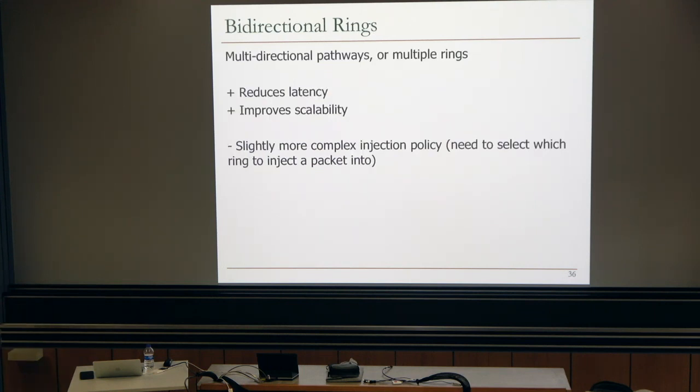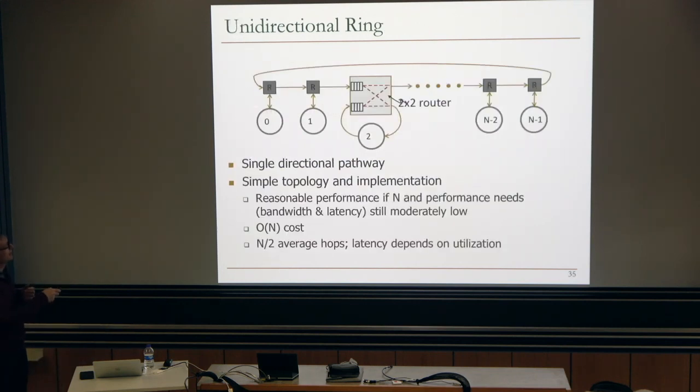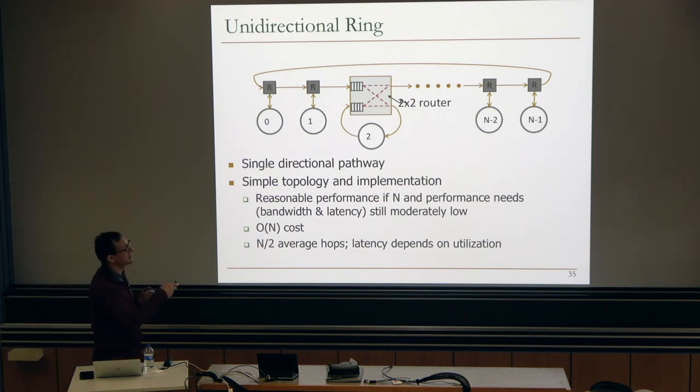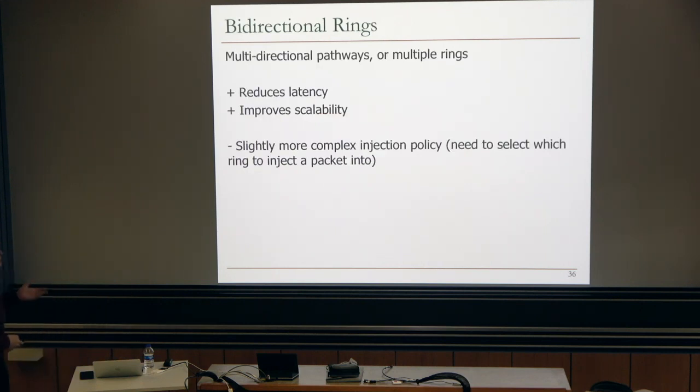So basically you provide multi-directional pathways. You can consider these as multiple rings also, and they're essentially multiple rings. One is going this way and the other is going this way. And this reduces latency clearly, because now this average latency reduces, and this node can communicate with this node. And maximum latency also reduces. Maximum latency is now n divided by 2, right, as opposed to n. But of course now you have slightly more complex additional hardware cost.